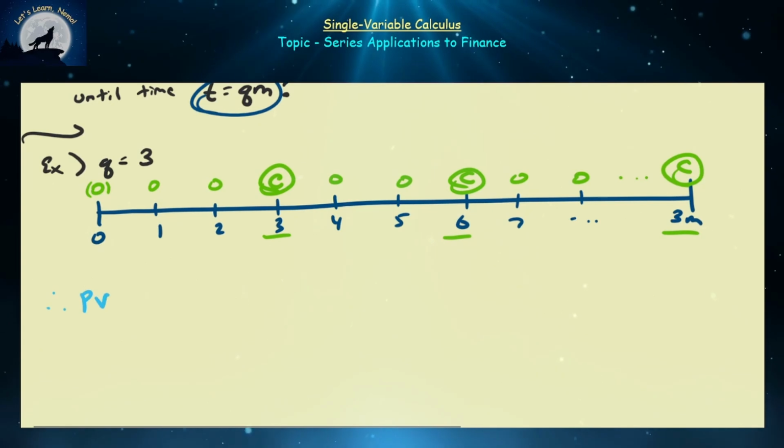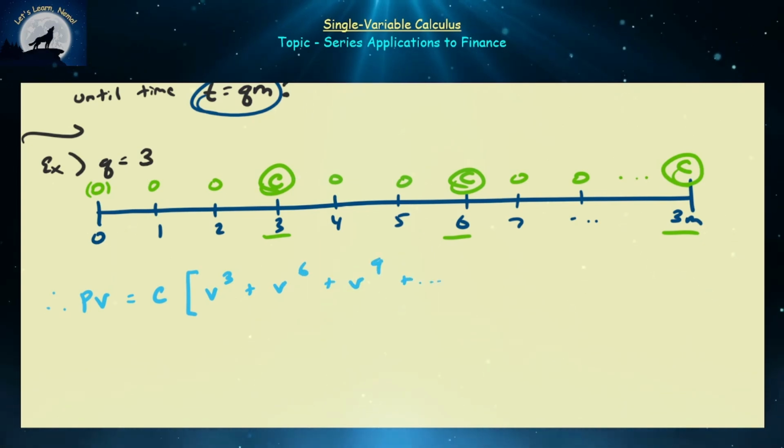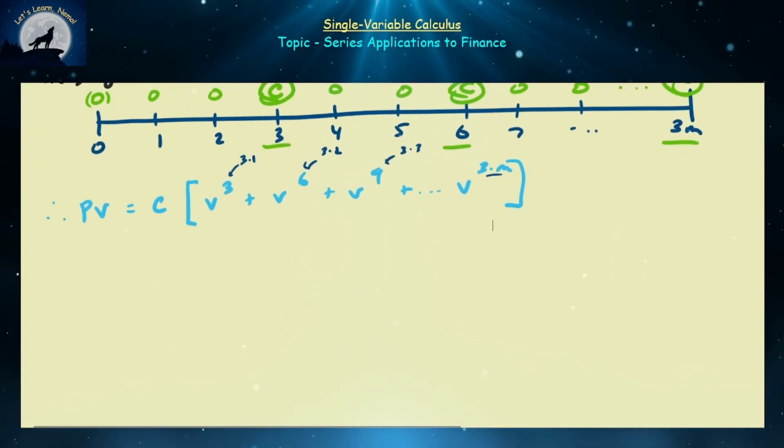If we write that in series form, that's going to be equal to c times nu to the power of 3, nu to the power of 6, nu to the power of 9, all the way down to nu to the power of 3 times m. And notice that this is equal to 3 times 1, this is 3 times 2, this is 3 times 3, and that's obviously 3 times m. That pretty much sets us up for a smooth transition into series form.